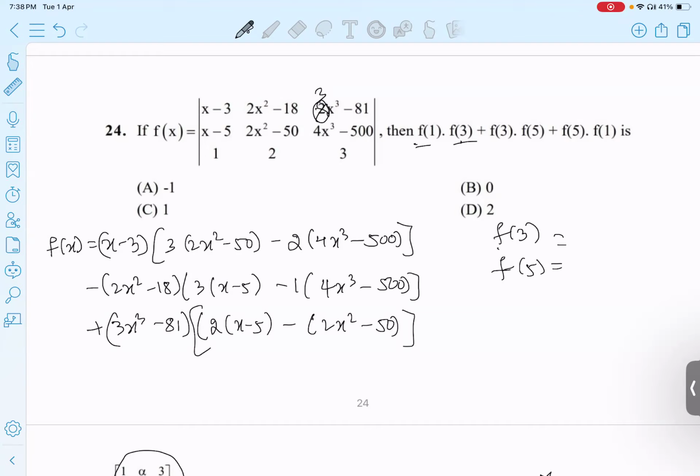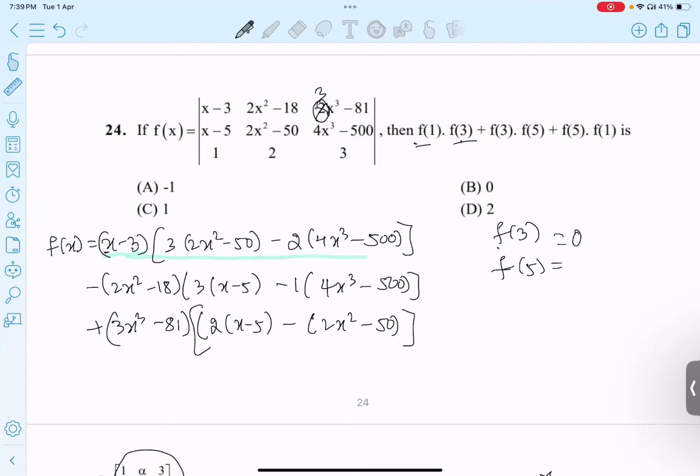So f of 3, if you put x as 3, 3 minus 3 gives you 0. 0 multiplied by any value is 0. Next, 3 square is 9. 9 times 2 is 18. 18 minus 18 is again 0. So minus 0 plus 3 cube. 3 cube is 9 times 3, which is 27. 27 times 3 is 81. 81 minus 81 gives you again 0. So f of 3 is 0.